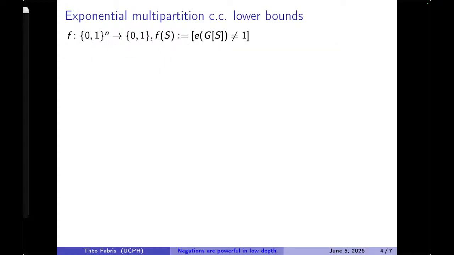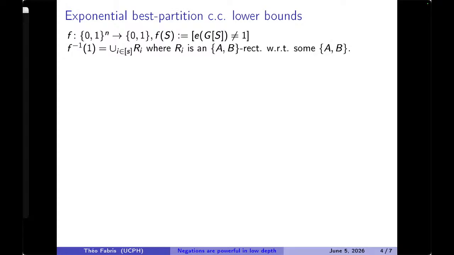And the idea: we have a Boolean function defined using the expanded graph, as I said before. It's 1 if and only if the number of edges in the graph induced by S is different from 1. And then we want to prove that any rectangle cover of this kind has to use many rectangles. For the sake of simplicity, I'm going to just prove a lower bound for the best partition case, where we can choose the best partition, and then we want to prove that the number of rectangles with respect to that partition is large. Okay, so let's prove it.